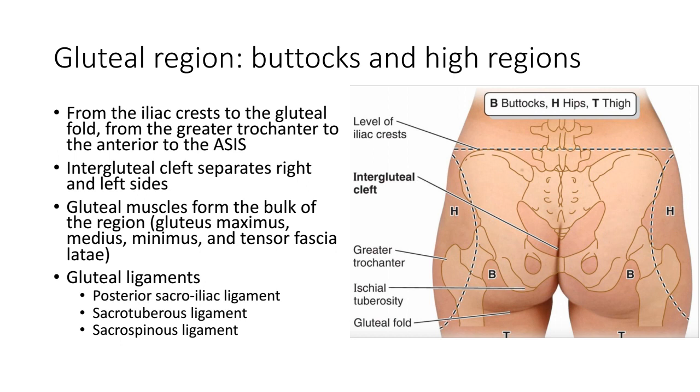The intergluteal cleft separates the right gluteal region from the left gluteal region, and the gluteal muscles form the bulk of the region. They are the gluteus maximus, the gluteus medius, gluteus minimus, and the tensor fascia lata. The gluteal ligaments that are important in this area are the posterior sacroiliac ligament, the sacrotuberous ligament, and the sacrospinous ligament. So we're going to be looking at these structures.